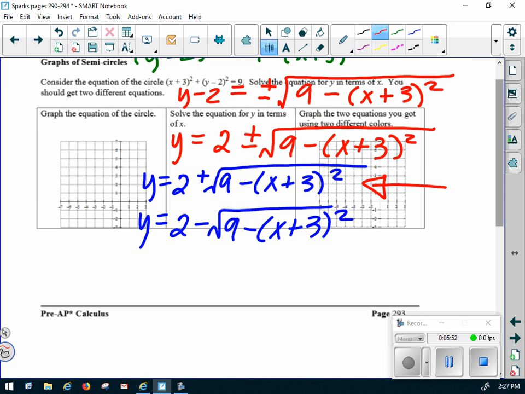What's this thing got? A center at -3, 2, and a radius of 3, like so. Here's what I want you to do with your highlighter. I want you to highlight the positive one and go over here and trace the top half. So that will remind you that the positive piece gives you the top half. The negative piece, or minus piece, gives you the bottom half. Good. And I hope that will just be a reminder for you.